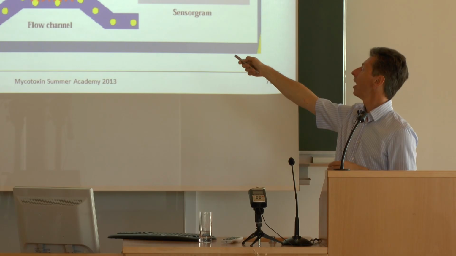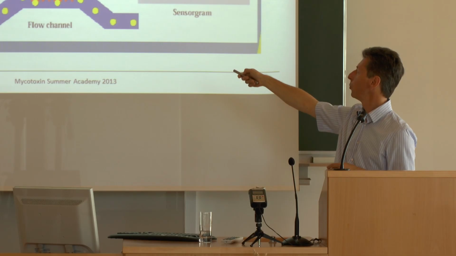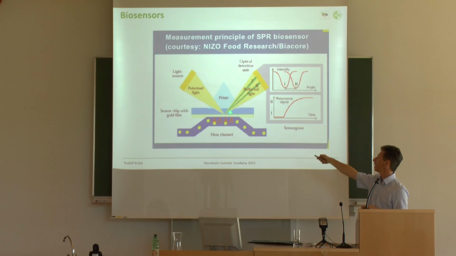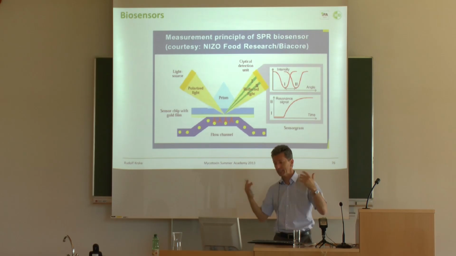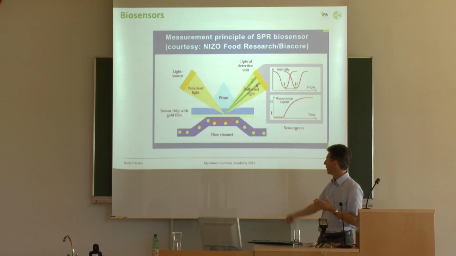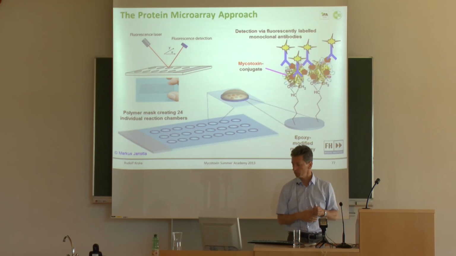Then the polarized light, which is coupled into the sensor chip, will, owing to the change in the refractive index, change the angle of the reflected light, which can be measured through an absorption minimum, the so-called resonance frequency. This is a complicated technique, but just to give you an idea of how surface plasmon resonance works: gold-coated crystal, antibodies, then light, change in refractive index, and change of the angle of reflection.